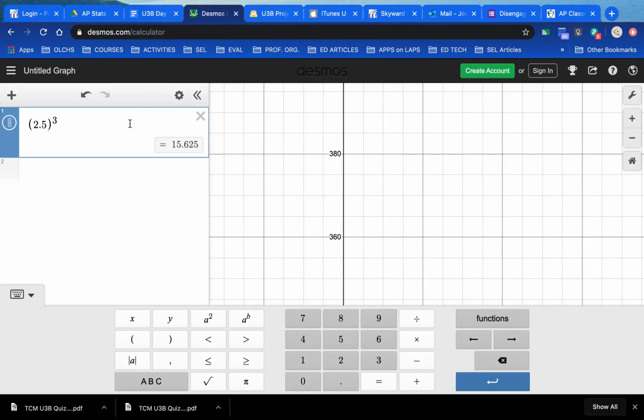So 367.77 divided by 15.625. Now again, we're going to round down, because you can't put a half a tissue box in there. You have to leave some space for air. So 23 tissue boxes can fit.